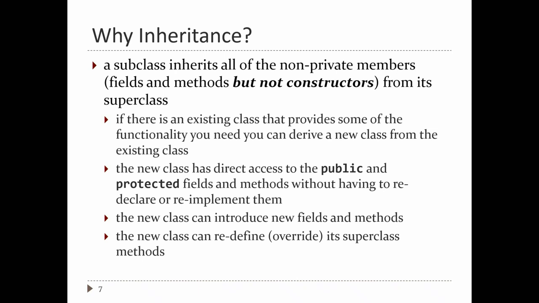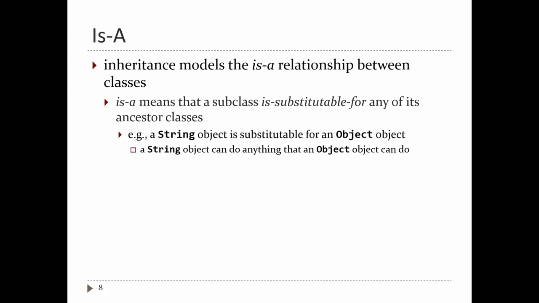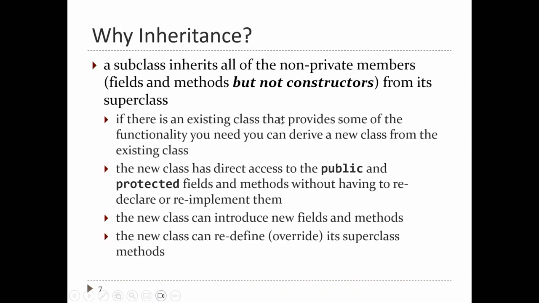Okay, so why use inheritance? There are several reasons why you might want to use inheritance. Number one is that when you use inheritance, you're saying something about the relationship of a class to another class, and we'll get to that in a few slides. So here we know that X is descended from Object. There's something else that implies, and we'll get to that in a minute.